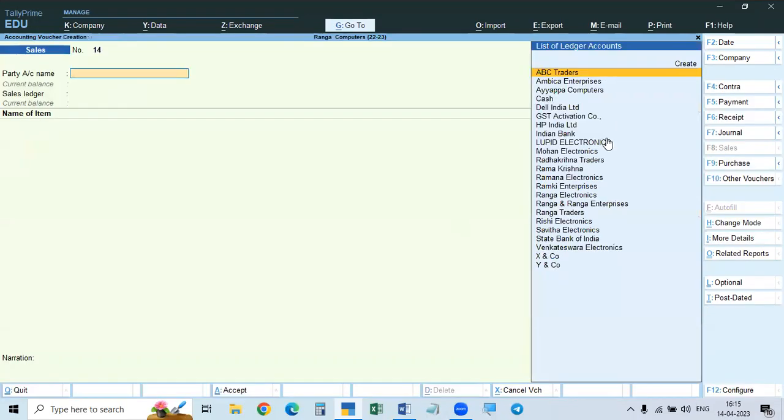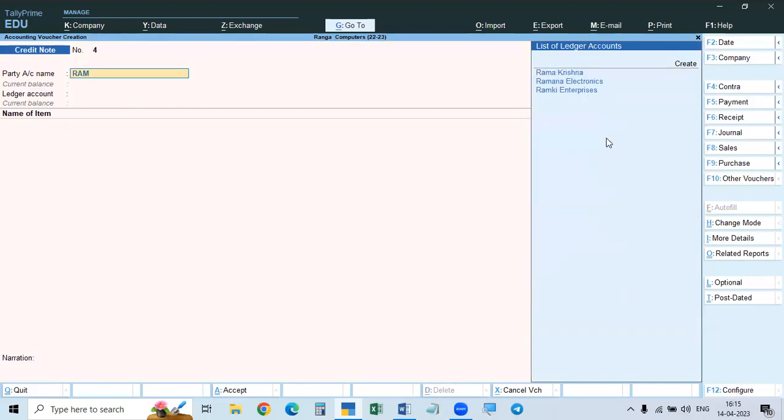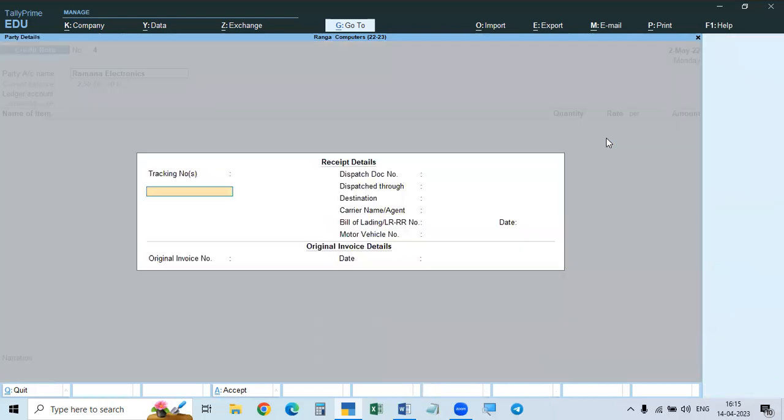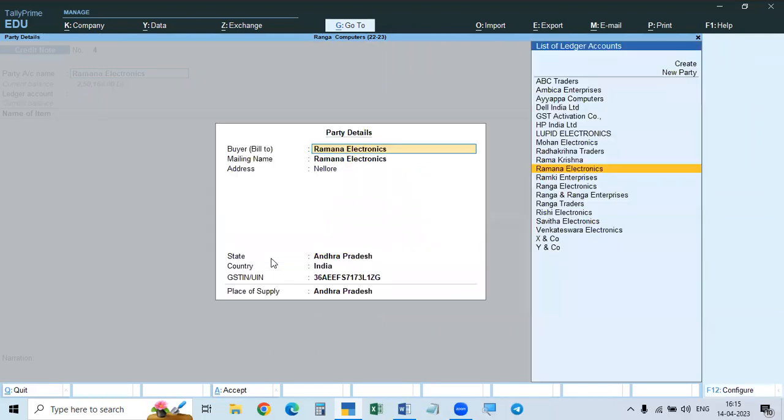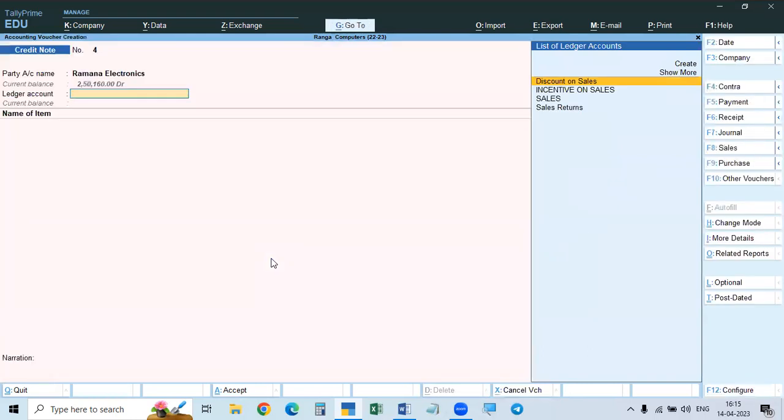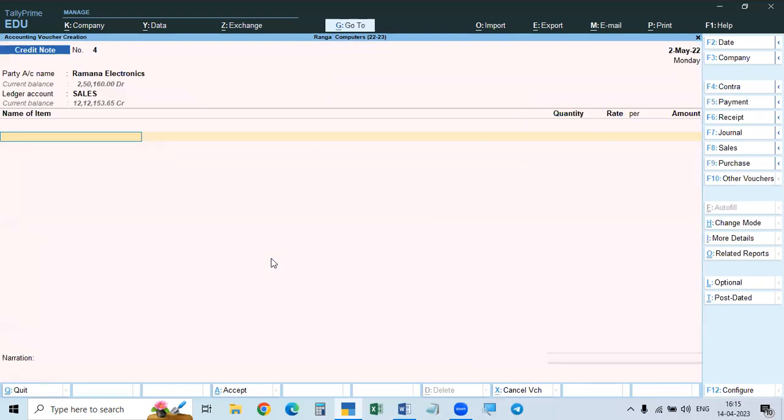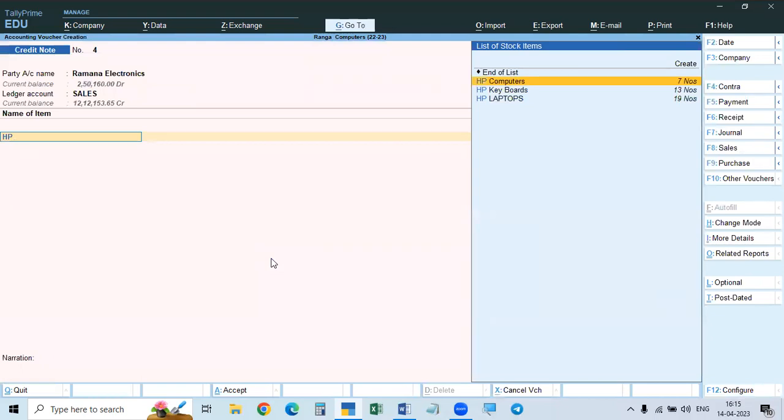Voucher. So we will take up Alt F6 credit note, date 2nd May. Here the name is the same, Ramana Electronics. Here the original invoice number is 8, 1st May. Okay, we enter this, save this. Here also it is not returns. So whether increasing or reducing, except returns, for all we have to take sales.